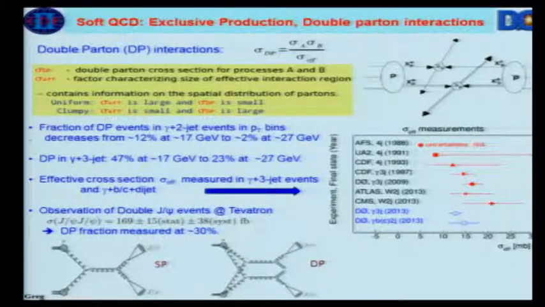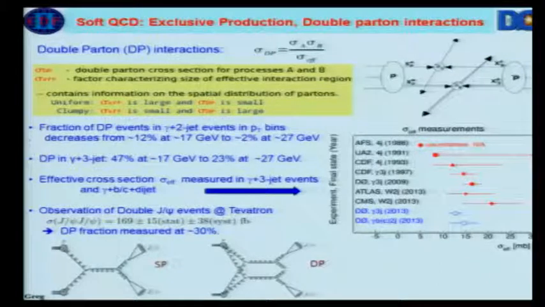Depending on how you measure this sigma effective, you see the following. We have measured the fraction of double parton events in gamma plus 2 jets in pT bins, and this varies from 12% at about 17 GeV down to 2% at 27. If you do that in gamma plus 3 jets, you also have the same strong variation, from 47% to 23% in the same GeV range. And if you look at effective cross-sections, you see that you can get a nice precision, consistent with previous results, and actually the most precise presently. We have also recently observed double J/psi events at the Tevatron.